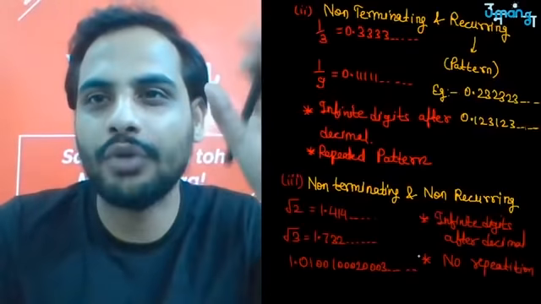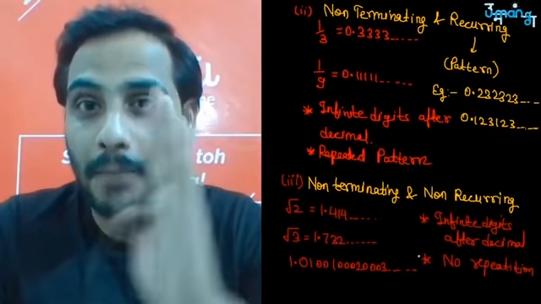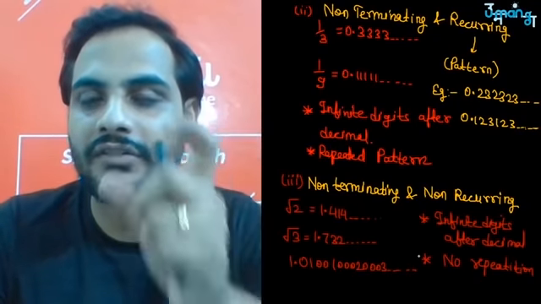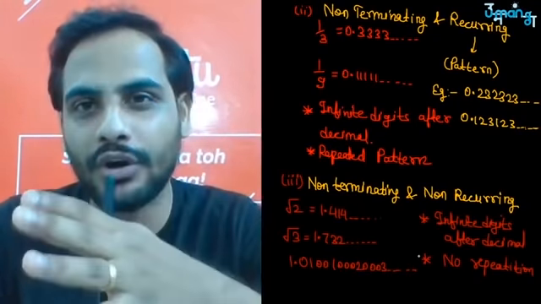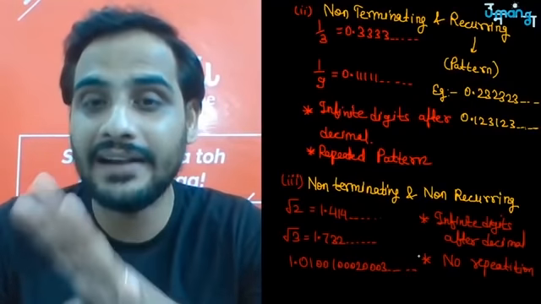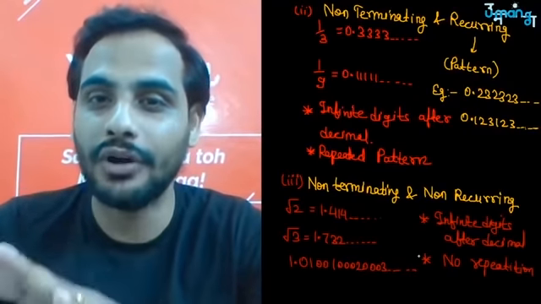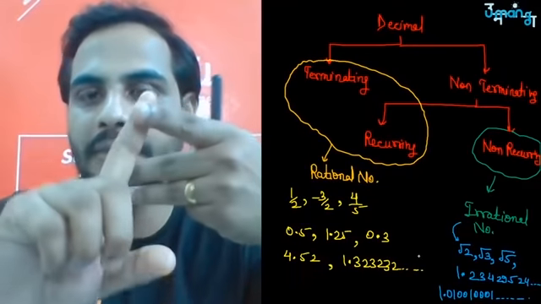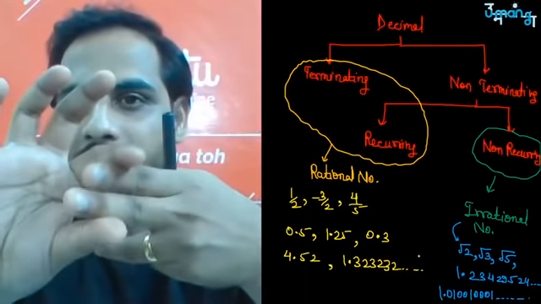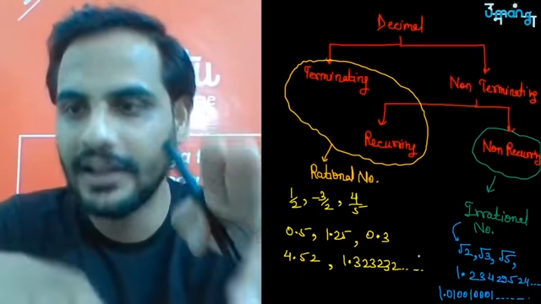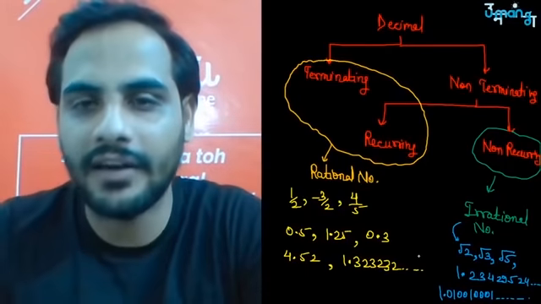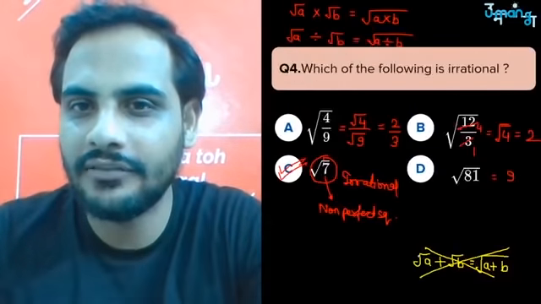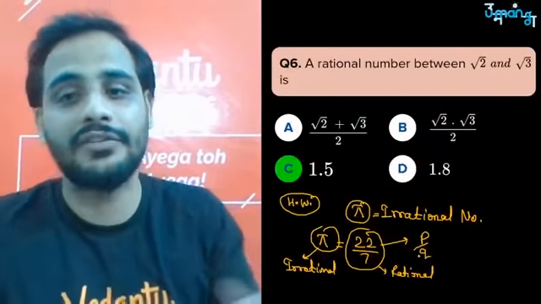The division will never get over, there are infinite digits after the decimal, but there will be a repetition, a pattern. And then non-terminating and non-recurring, that means the division will not be over, there are infinite digits after the decimal, and there will be no pattern at all. So out of those three types, terminating and non-terminating recurring come under the category of rational numbers, and non-recurring, non-terminating comes under the category of irrational numbers. Got it? Then we solved different questions on this, and this is your homework question.